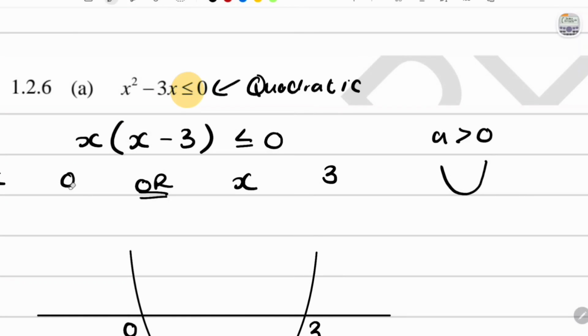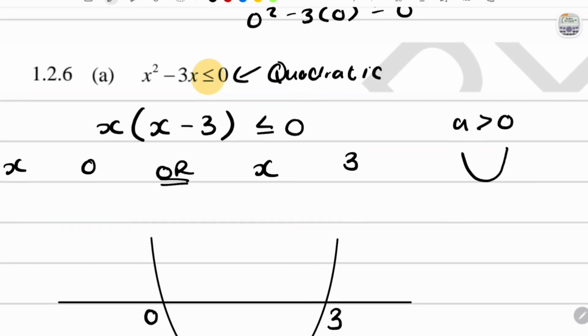So the critical value we have is 0. 0 squared minus 3 times 0 gives you, think about it, 0 squared is 0. Negative 3 times 0 is 0. So that means that's just 0 minus 0, which is 0. So we can see that it really does give us 0 when we substitute the first critical value.